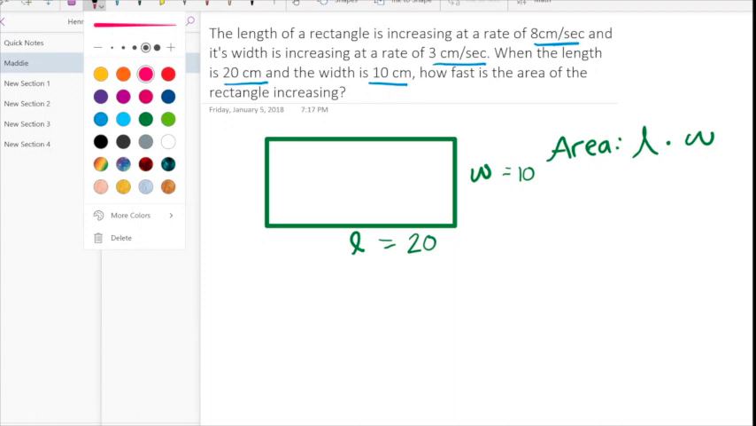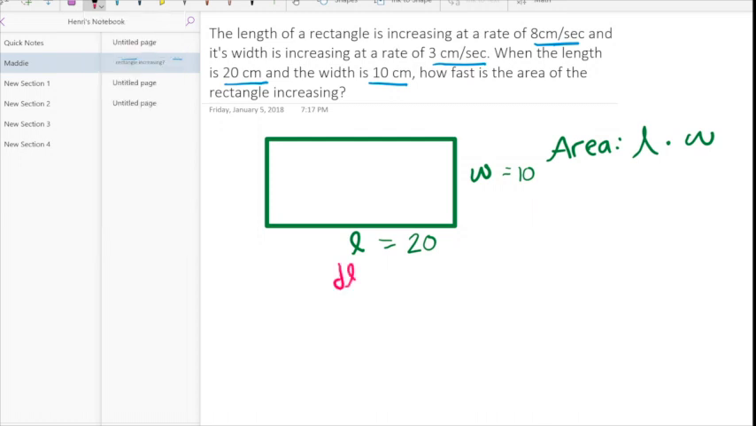For example, the length of the rectangle is increasing at a rate of 8 centimeters per second. So we're going to denote that as dL/dt equals 8. And for the width, it is increasing at a rate of 3 centimeters per second.